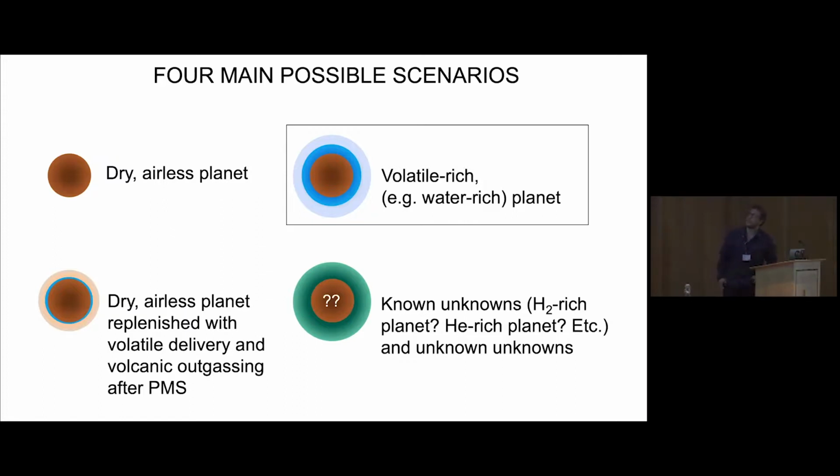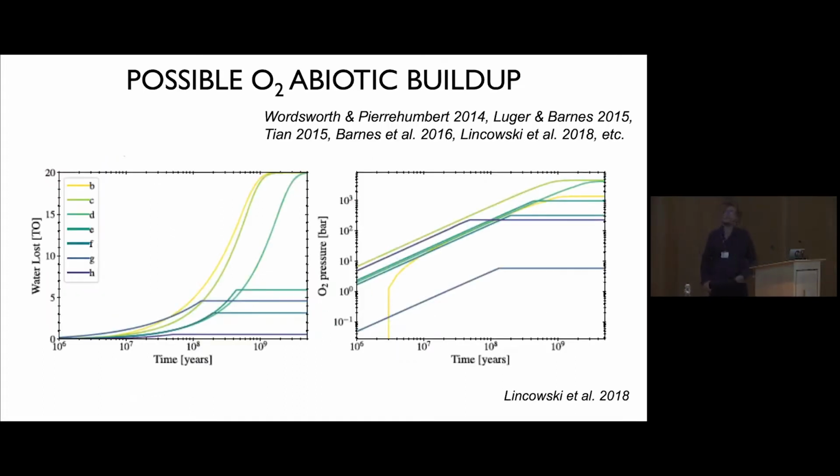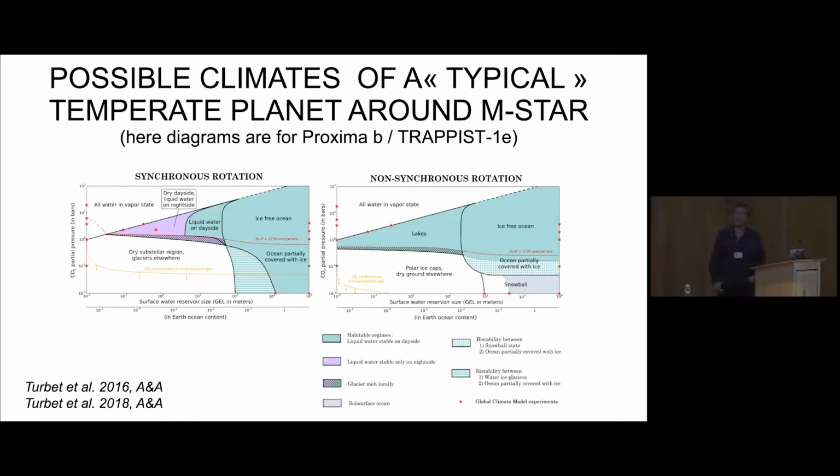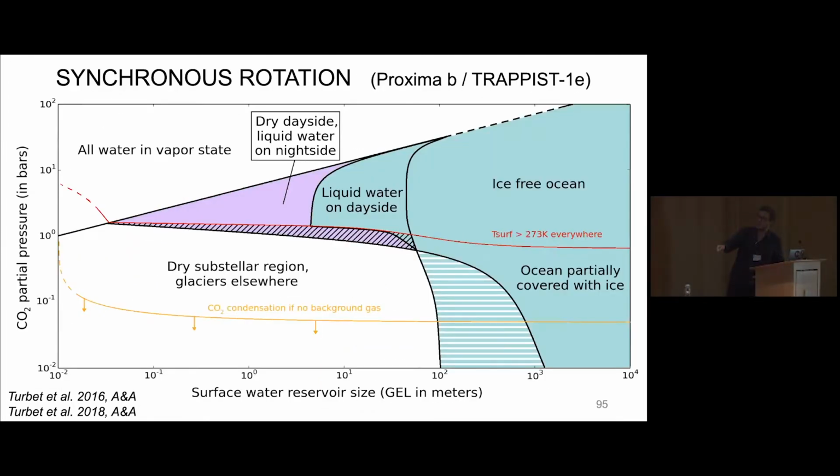I will discuss specifically the case of synchronous rotation, what kind of climate you could expect for that kind of temperate terrestrial-sized planet orbiting an M star, as a function of two parameters. We believe there are two main parameters that control the climate for this object: the surface water reservoir size, here on the x-axis, and the greenhouse gas content. So maybe I should plot this like this to show you that basically the two main parameters are how much water you have available on the surface and how much greenhouse gas you have in the atmosphere.